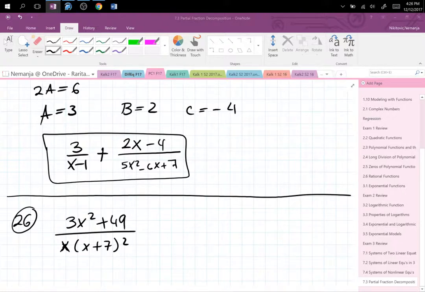So for the repeated, you have to use the second one from the list, right? The one that has a square.